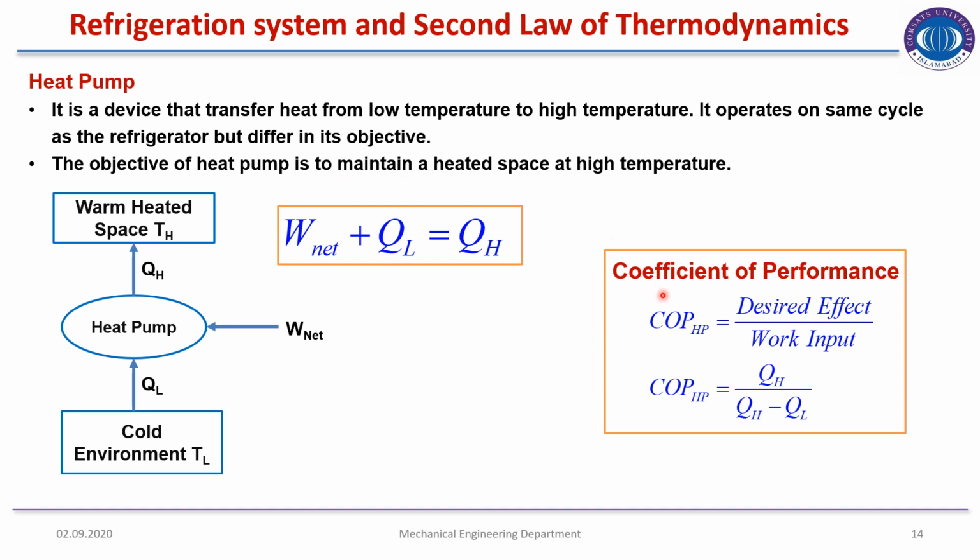The coefficient of performance of a heat pump is given as the desired effect divided by work input. In the heat pump, the desired effect is to maintain the temperature TH in the warm heated space. Therefore, the coefficient of performance of a heat pump is given as QH divided by QH minus QL. QH minus QL is basically the work done, or W net.